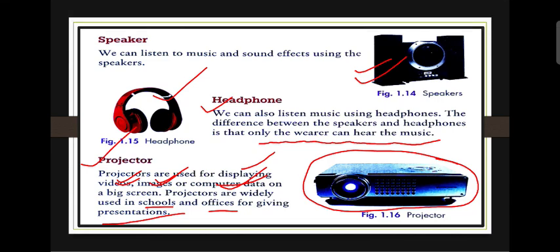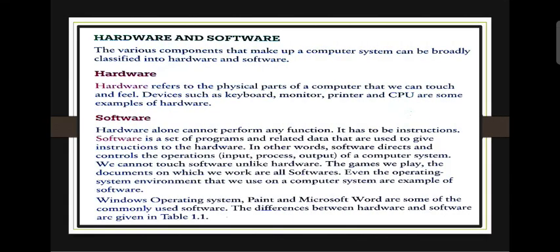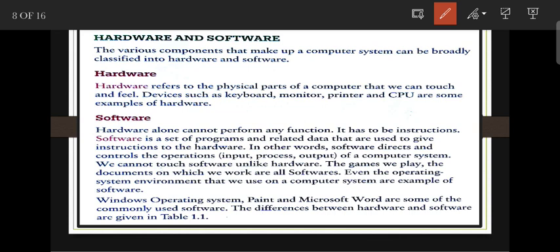Next is hardware and software. Hardware refers to the physical part of a computer that we can touch and feel. Devices such as keyboard, mouse, printer, and CPU are some examples of hardware. Now, what is software? Software is a set of programs and related data that are used to give instructions to the hardware.